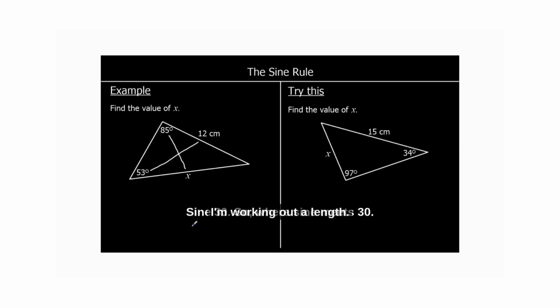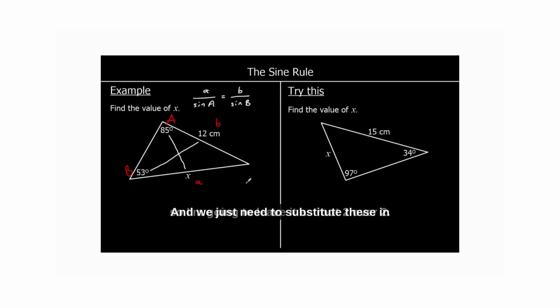I'm working out a length, so I'm going to use the sine rule for lengths. So I'm going to put the lengths on top. a over sine A equals b over sine B. So the little a's are the lengths, the big A's are the angles. So if x is little a, 85 is big A. If 12 is little b, 53 is big B.